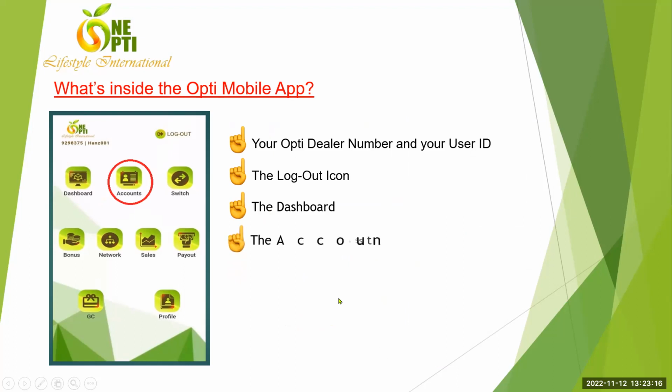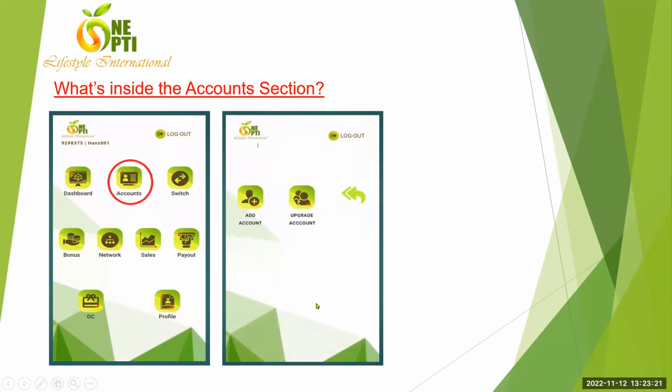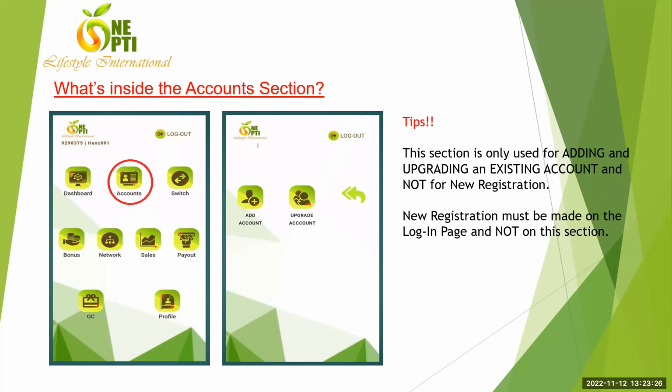Now let's go to the next icon, which is the account section. This section is only used for adding and upgrading an existing account and not for your new registration. So please take note, if you want to register a new member, it must be done on the login page, not on this section. If you still remember the first part of this training, we went to the login page. It is where you will actually do the new registration and not on this page.